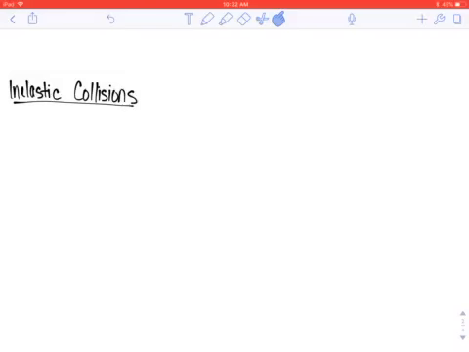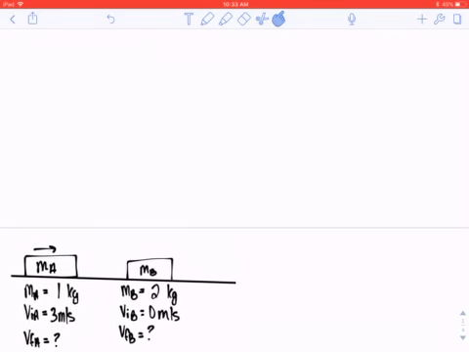Okay, so for inelastic, kinetic energy is not conserved. What this really means is that the objects stick together. Okay, so they move as one after the collision. Okay, so let's do an example.